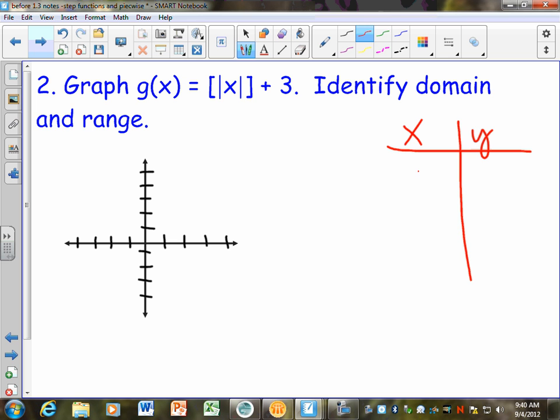What happens on this one if I plug in 0? Yeah, I'm going to get 0 plus 3, so I'm going to get 3. That is a solid point on my graph. Every time, that's going to be a filled in circle. When you plug in an integer, you get out an integer. And let's just go to the next integer. If I plug in 1, what am I going to get? 4.